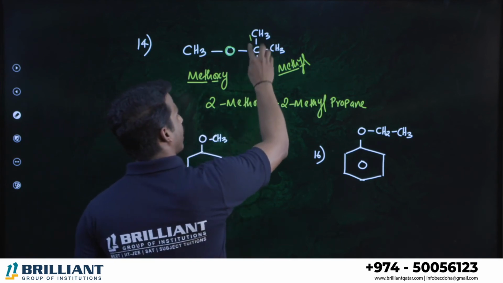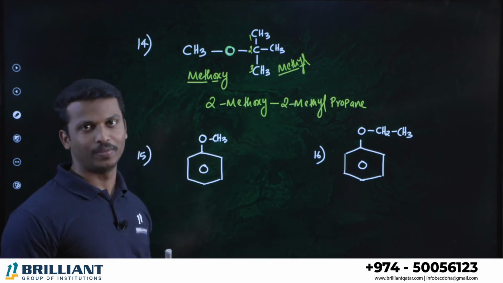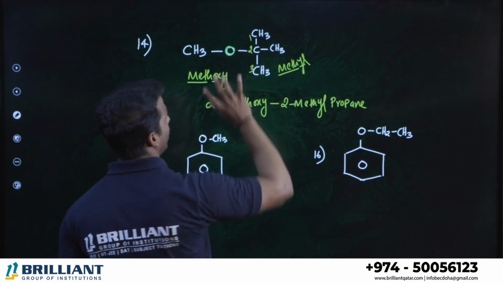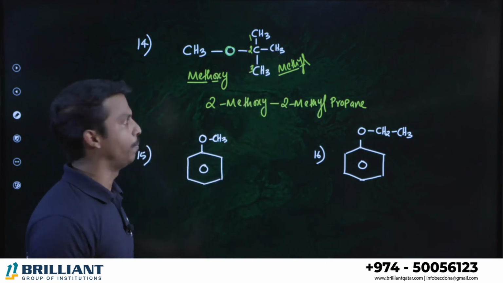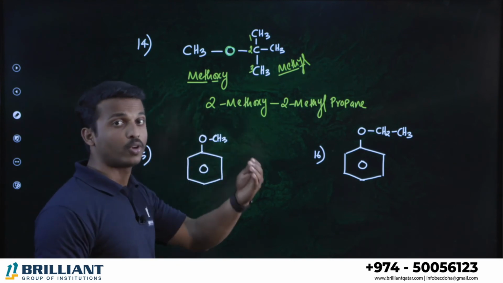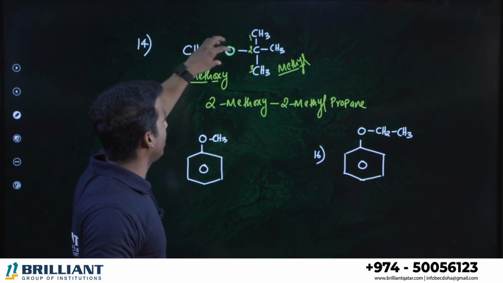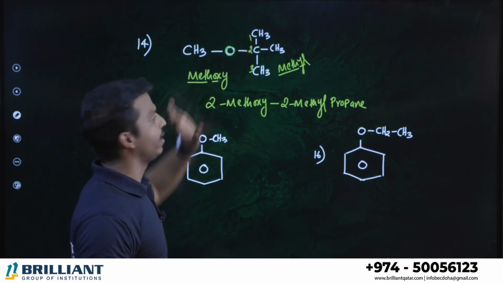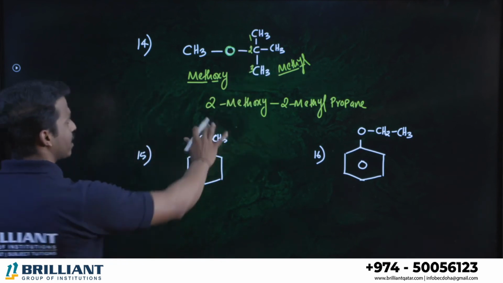One carbon connected to three methyl groups is called the tert-butyl group. That is the name of the branch. This is simple methyl. This is tert-butyl group. So what is the common name you can say for this compound? This is called methyl tert-butyl ether. Keep in mind, this is called tert-butyl. Anyway, this is the IUPAC name.